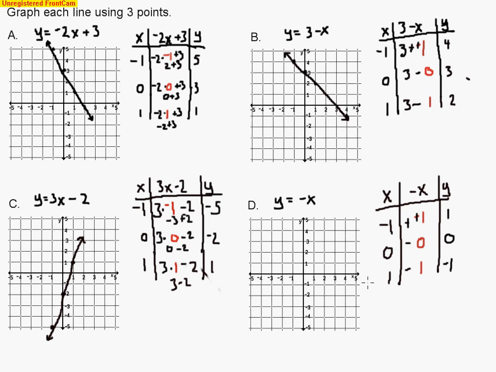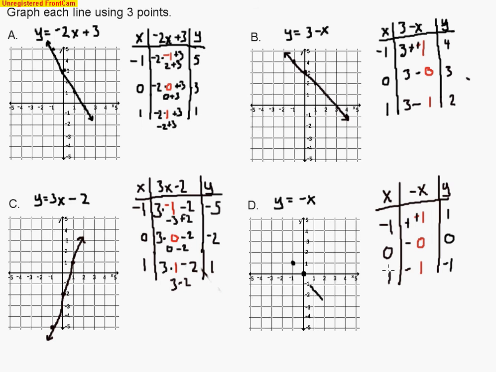So now that we've got our points, we just plot them. So negative 1, 1. So we go over 1 to the left and then up 1. Now can you guess which type of line this is? Is it going to go downhill from left to right? Or is it going to end up going uphill from left to right? Let's see. 0, 0 is the next point. So it goes right there. So right away that tells me it's a decreasing line. See, it's going down this way.